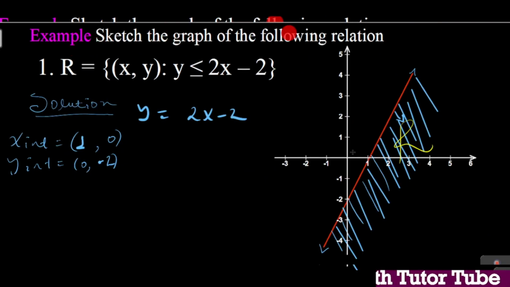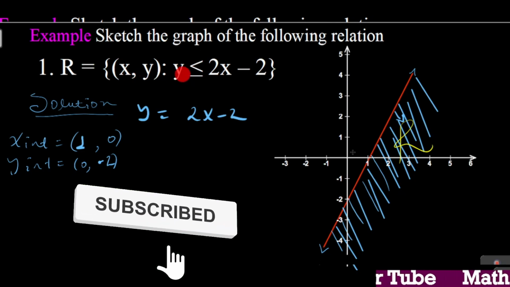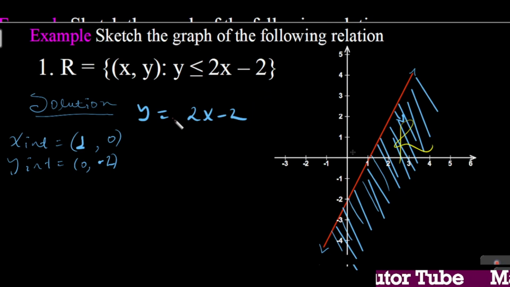Example: sketch the graphs of the following relations. Number 1, a relation R is a set of ordered pairs (x, y) such that y is less than or equal to 2x minus 2. To sketch this graph, first of all find the x-intercept and the y-intercept. To get the x-intercept, set y equal to 0. To get the y-intercept, set x equal to 0 and solve. The x-intercept (1, 0) is here and the y-intercept is here, (0, -2).